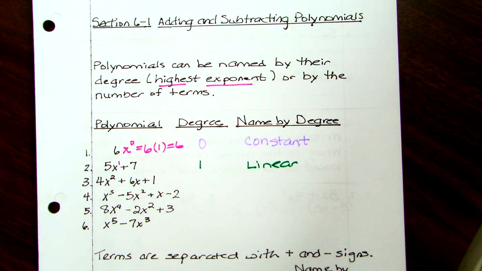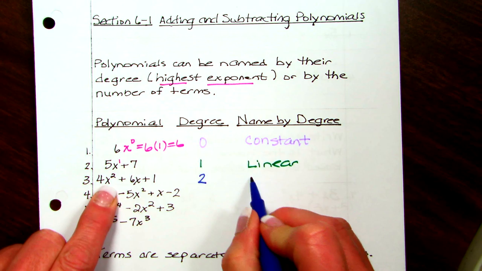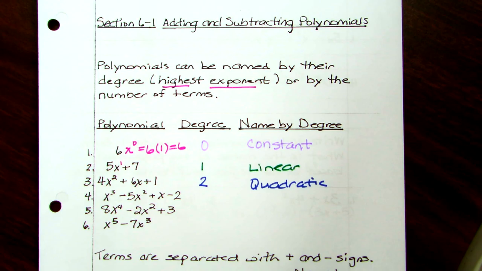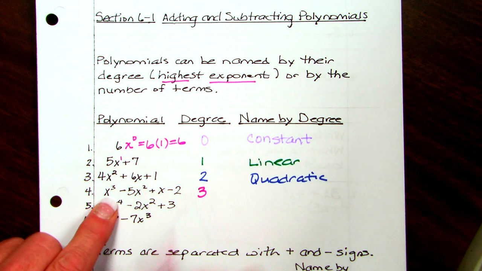All right, look at number 3. Number 3 has 4x squared plus 6x plus 1. The highest exponent is 2, so the degree is 2. And so we call this quadratic. Those are the polynomials we're fixing to end our semester solving and looking at different things. That's why we're doing polynomials, so we can learn to factor and we know what to call them, and then that's what we're going to end with, is a chapter over quadratics. All right, the next polynomial has an x to the third as the highest exponent, so we're going to say the degree is 3 because the highest exponent is 3, and this is called a cubic.